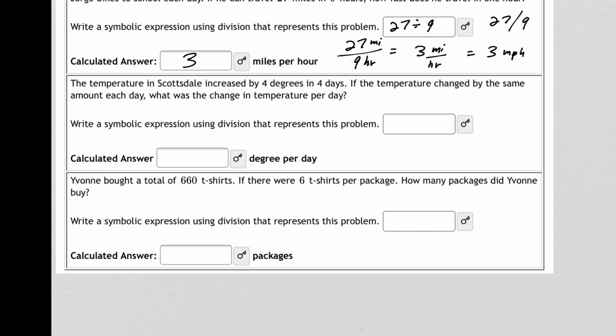So if it's 4 degrees over 4 days, right, I want to divide. So really this is just 4 divided by 4. I can simplify that, and of course it's going to be 1 degree per day, right? Per 1 day, I can just write day. So this is just 1 degree per day.